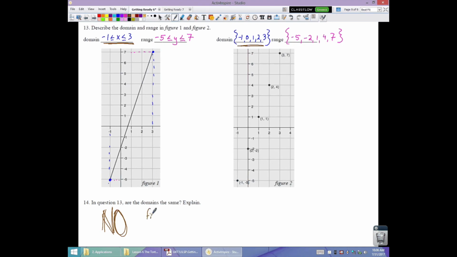In figure 1, we have a continuous function, and in figure 2, we have a discrete function. That means we are including everything in figure 1, everything from -1 to 3. And the discrete function, we're including only the listed values. Very different.